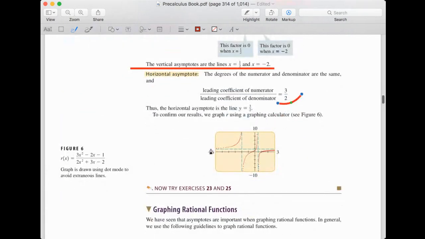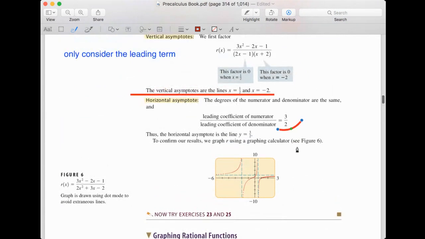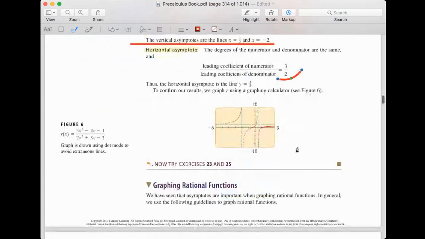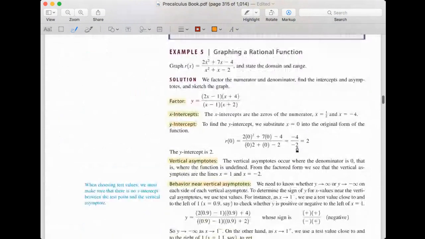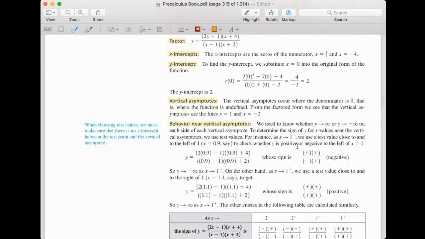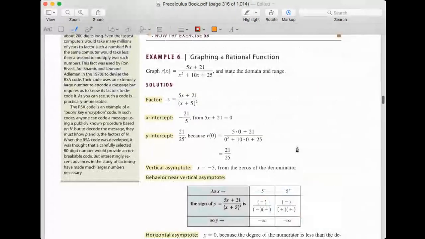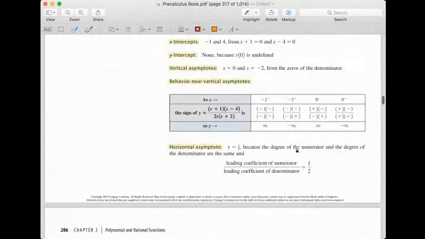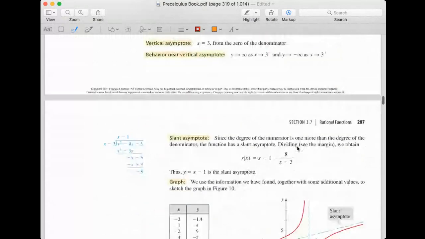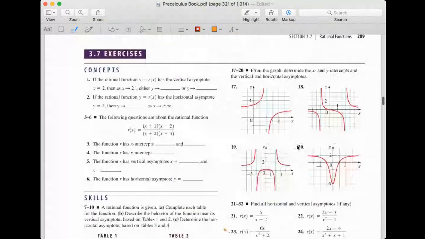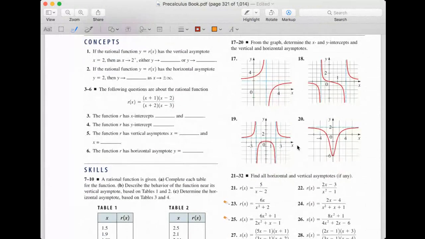When we graph it, we graph at the value y equals 3 over 2, as a dotted line. That's the horizontal asymptote. This is called the ignore rule: ignore the lower terms and only take the leading term to get a horizontal asymptote. At this moment, we are only going to draw vertical asymptotes and horizontal asymptotes. We'll talk about the rest next class.